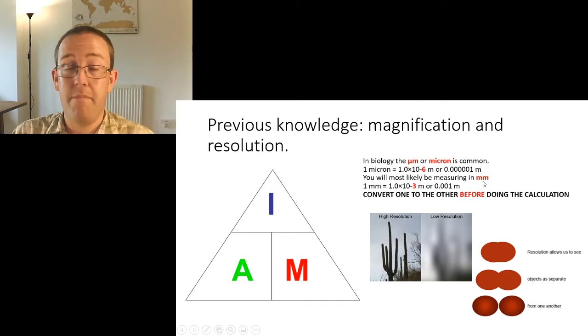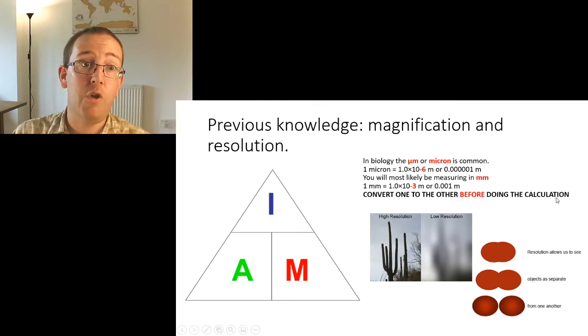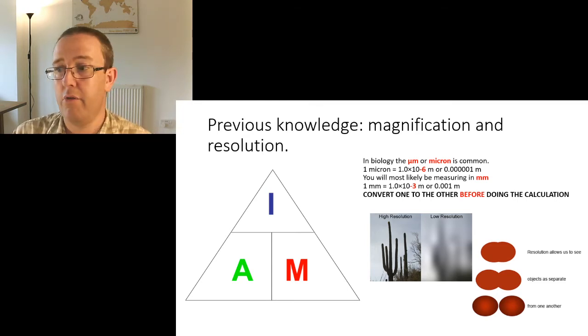You will most likely be measuring in millimeters with your ruler, or measuring a picture. So what you convert, that's 10 to the minus 3. So please, please, please convert one to the other before doing the calculation. You probably remember your GCSE teacher rambling on about that.